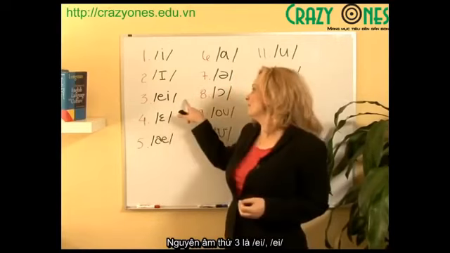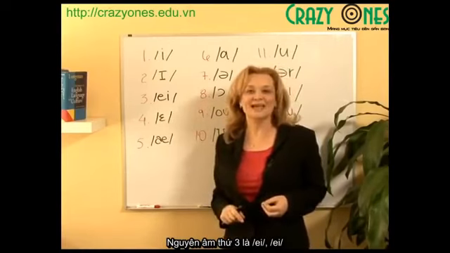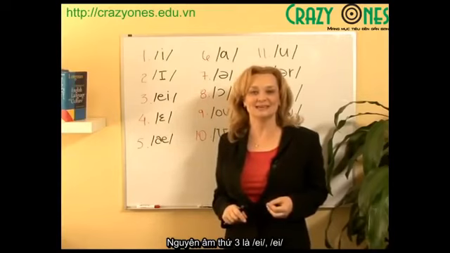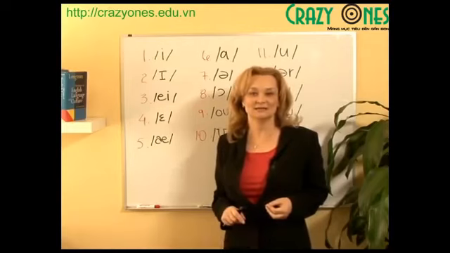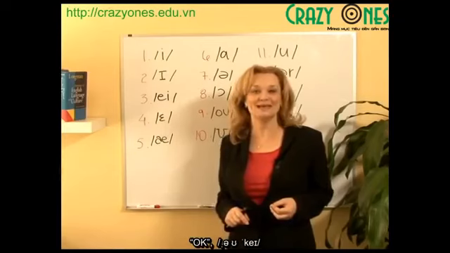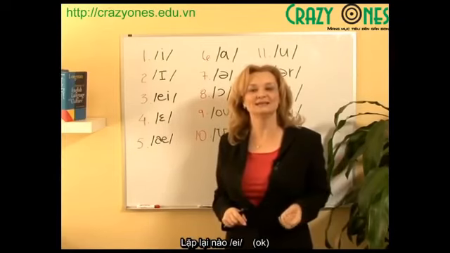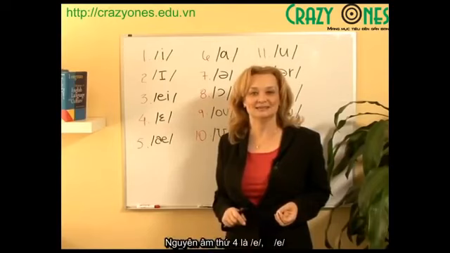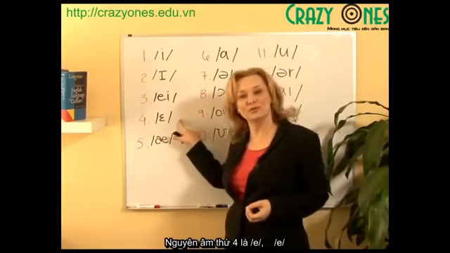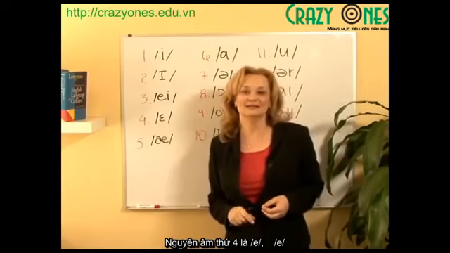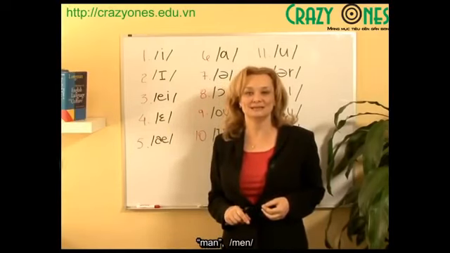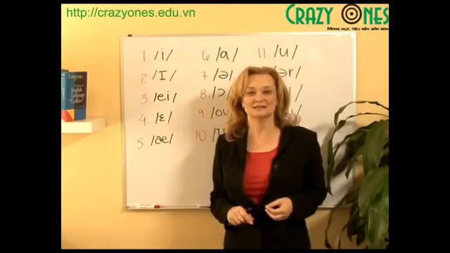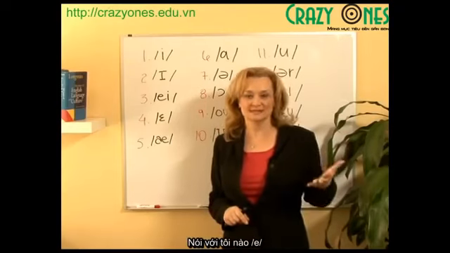Okay, vowel number 3 is A, late, gate, baseball, stay, okay. Let's say it again. A. Okay, vowel number 4 is bed, men, dress, friend. Say it with me.